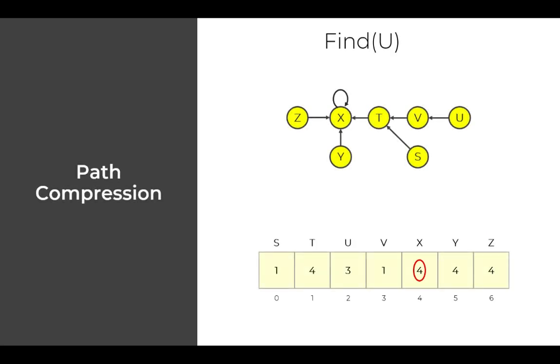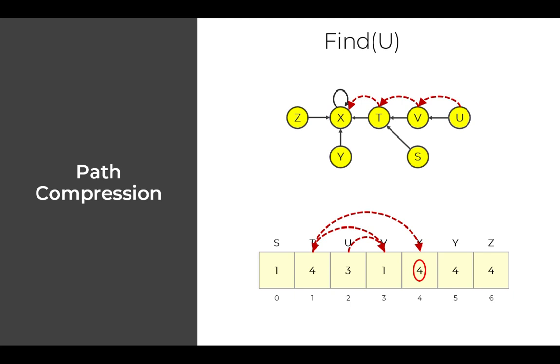So let's look at finding u in my component over here. And when I do that, I'm going to modify my tree at the same time. How do I do that? I'm going to look at the method find u. So I'm going to go to index 2, the index of u. And here it tells me to follow to index 3. Then I need to go from index 3 to index 1. Then from index 1, I need to go to index 4. And now I'm at the root.